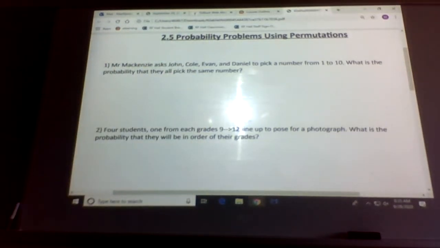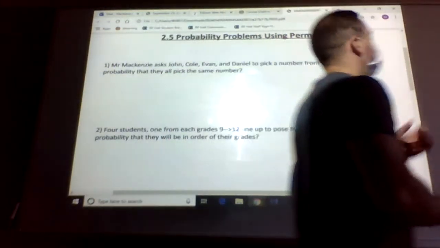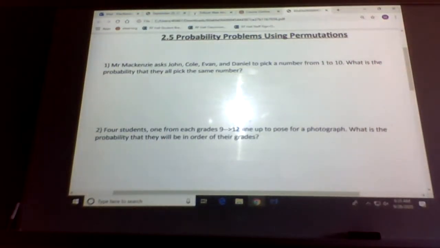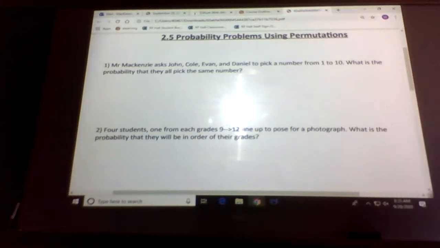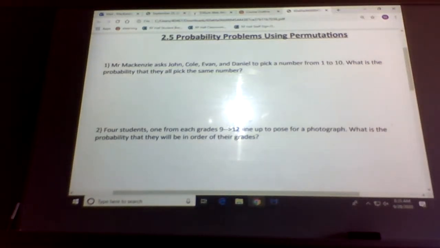Okay, Mr. McKenzie asked John, Cole, Evan, and Daniel to pick a number from 1 to 10. What is the probability that they pick the same number? Okay, so we have multiple events happening. So we have 4 different people. So each person would be considered an event.